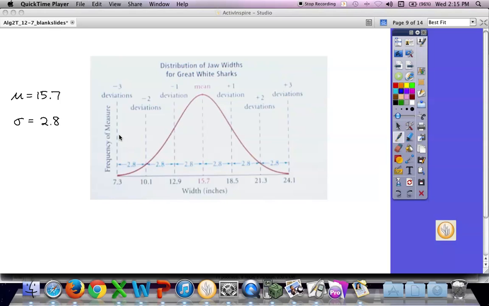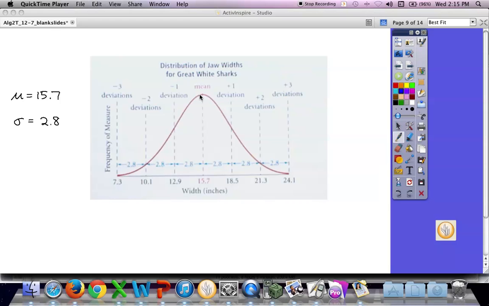Okay. So here's a bell curve, right? We're told in the problem that the width of the jaws of great white sharks is normally distributed, right? Which tells us it's unimodal and symmetric. And it has a mean of 15.7 and a standard deviation of 2.8.